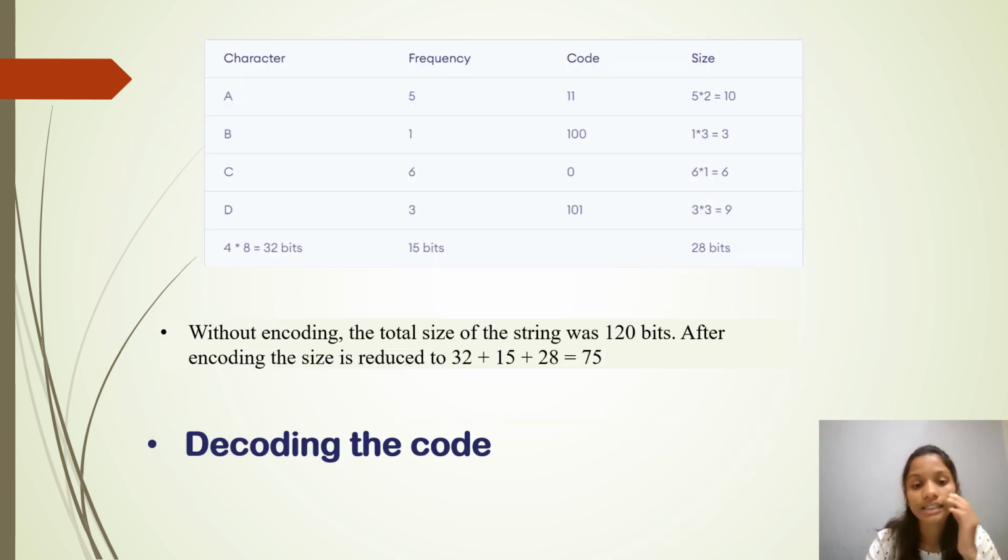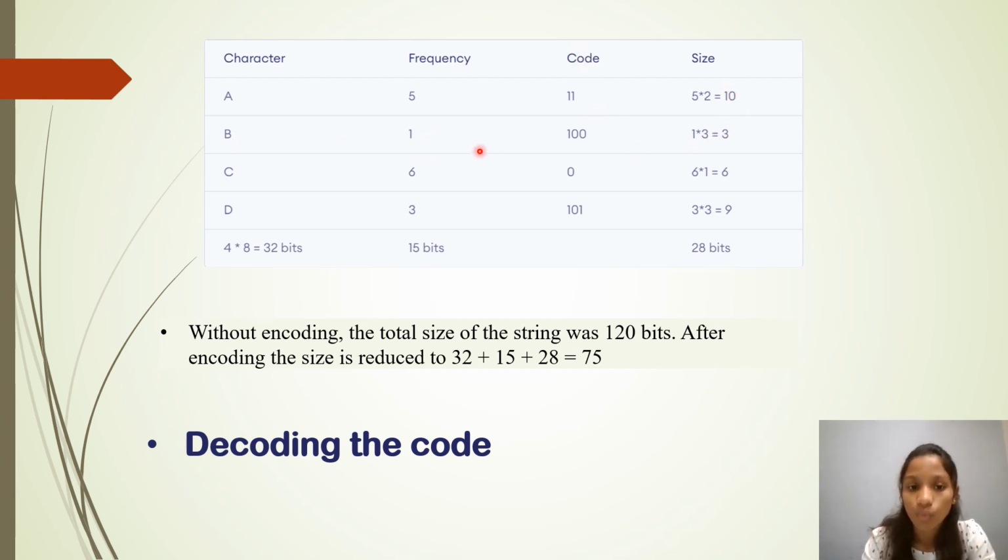Then we'll see each value in the table. For character A, the frequency is 5 and the code is 1 1, as I said before. Now the size is 5 into 2, which equals 10. The frequency is 5 and the code for this character has only 2 bits, so 5 into 2 equals 10. And for character B the frequency is 1 and the code for B is 100.